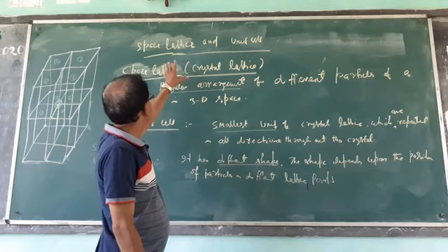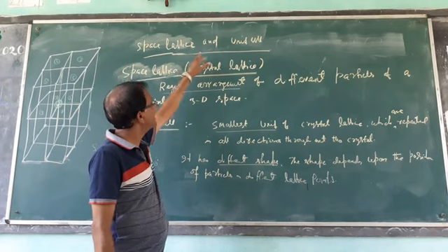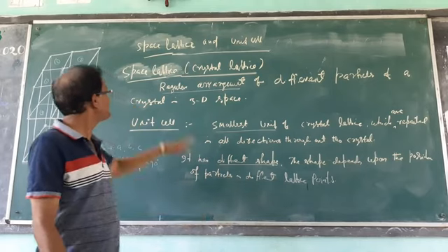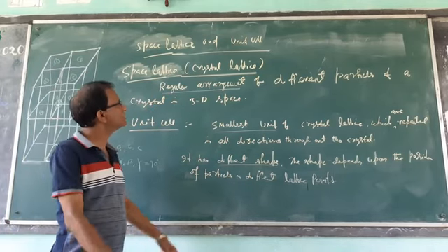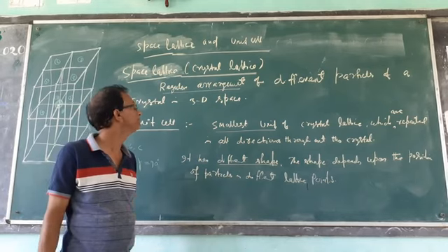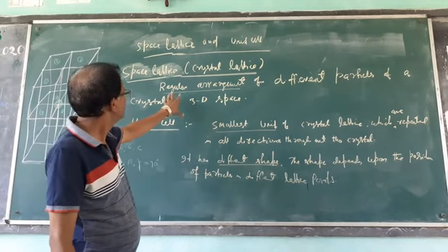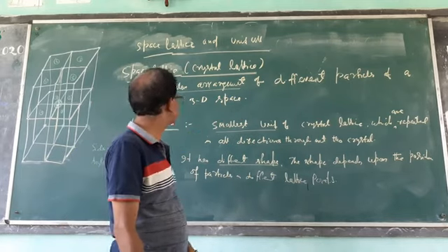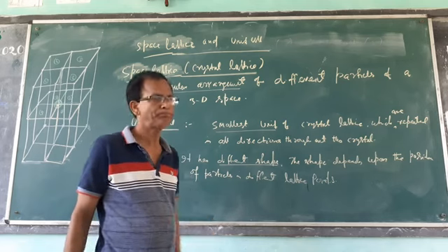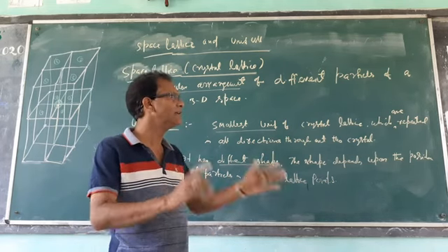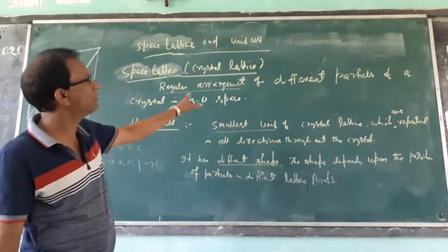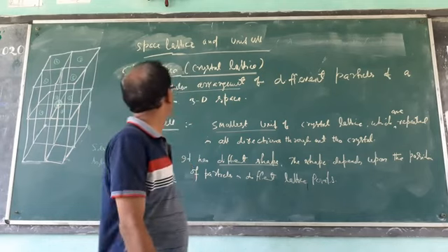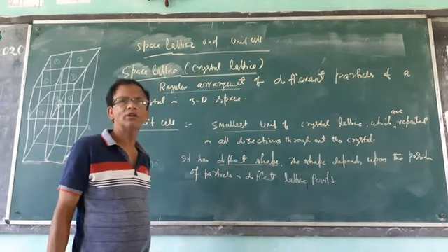Today's lesson is based on the topic space lattice and unit cell. Space lattice is also called crystal lattice. It is the regular arrangement of different particles of a crystal in 3D space, which means it is a 3D concept. The arrangement of different particles in the crystal in a 3D pattern is called your space lattice or crystal lattice.